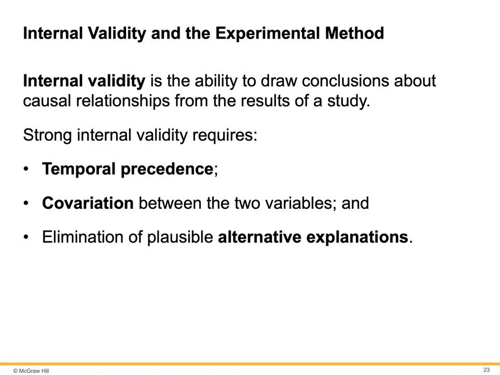And one can see strong causal inferences that can be made more easily when the experimental method is used. So strong internal validity requires that there must be temporal precedence. And really what that means is the causal variable should come first in the temporal order of events and be followed by the effect. So the experimental method addresses temporal order by first manipulating the independent variable and then observing whether it has an effect on the dependent variable.